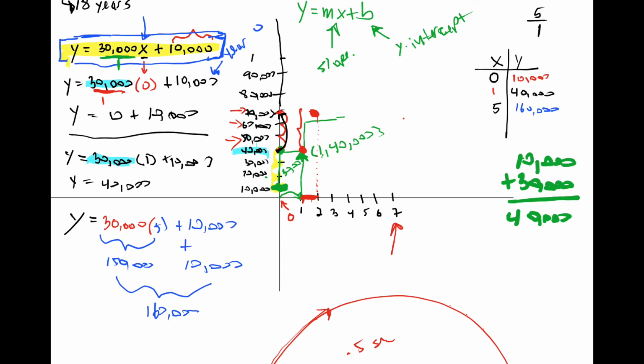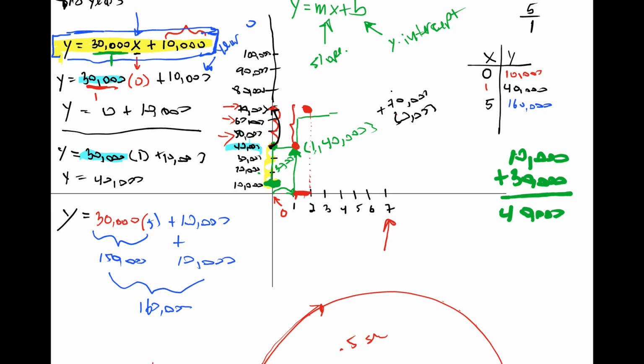How did you add that up? Did you write it down or did you do it in your head? Did you do it like this, 30,000 plus 70,000? So what is the point of this number? Yeah, your slope, right?